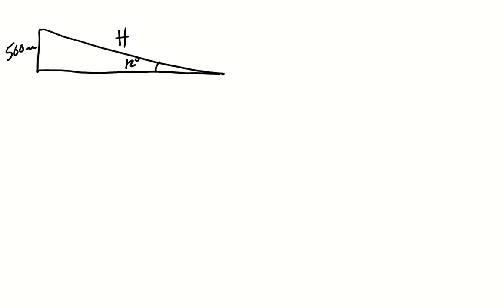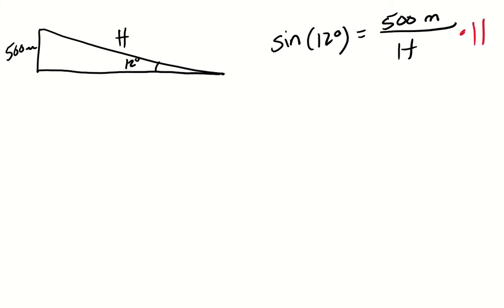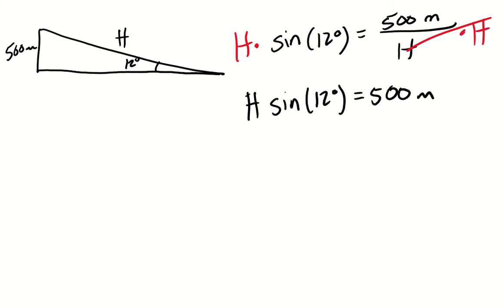Okay, so we've got 12 degrees, so we're going to say the sine of 12 degrees equals 500 meters over h. So now we need to solve for h. This is a little different because we're going to have to get h by itself a different way. So we're going to multiply both sides by h. Those cancel. And now you have h sine of 12 degrees equals 500 meters.